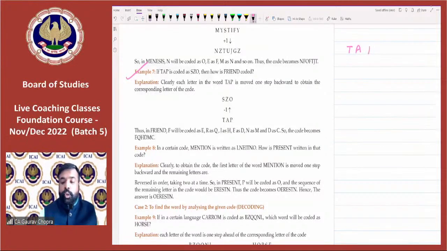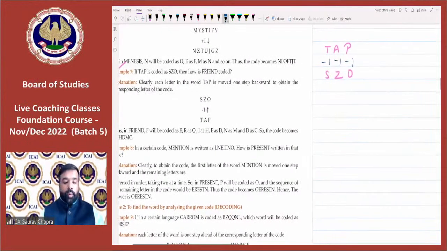Tab is coded as SZO. Now, this time, T and S, what is the relationship? S is coming just before T. That is, we are doing -1. A to Z, that means we are going in reverse order, -1. From P to again -1. That means we are going one step backward in the alphabetical series, and we are getting the code.